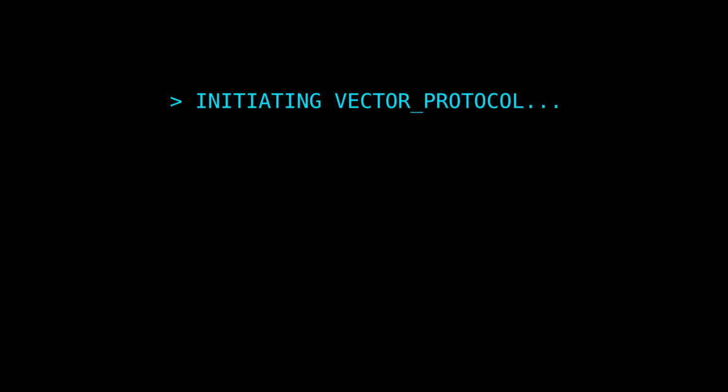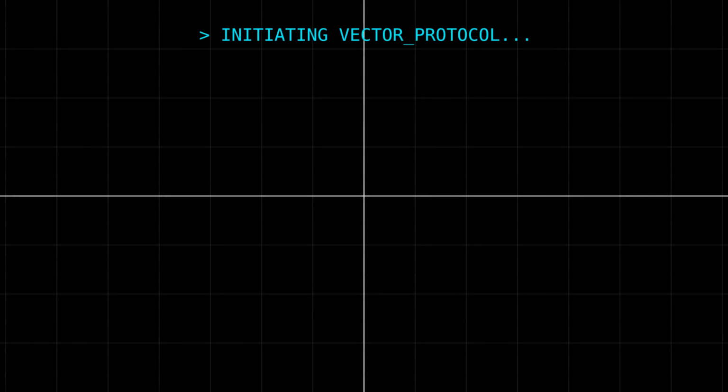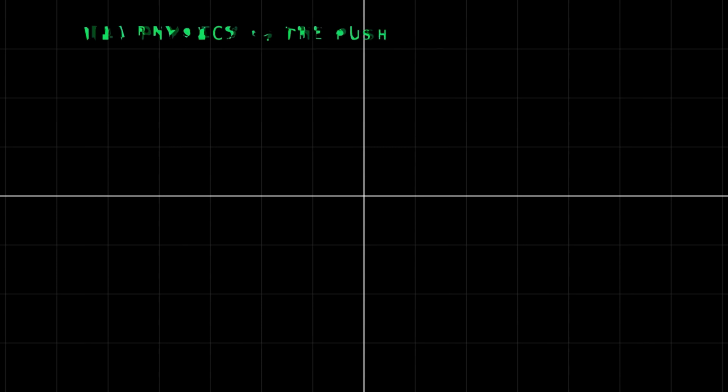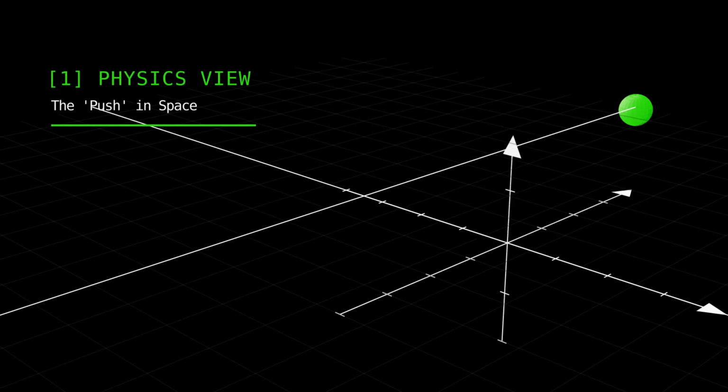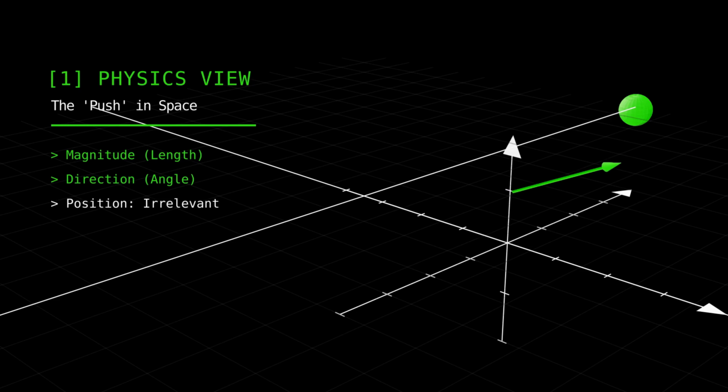What exactly is a vector? It depends on who you ask. First, look at the physical world. To a physicist, a vector is simply an arrow in space, defined purely by its length and direction. It doesn't matter where you put it. If the push is the same, the vector is the same.